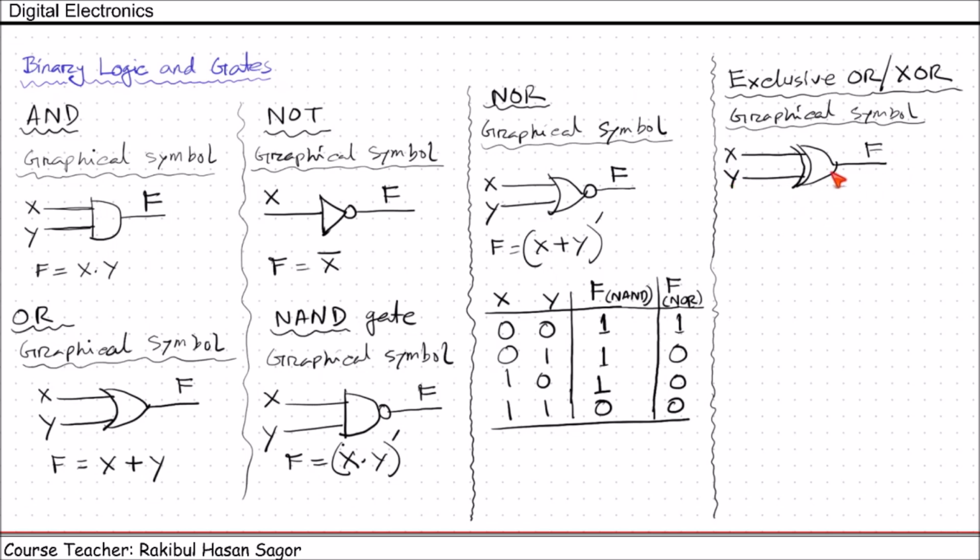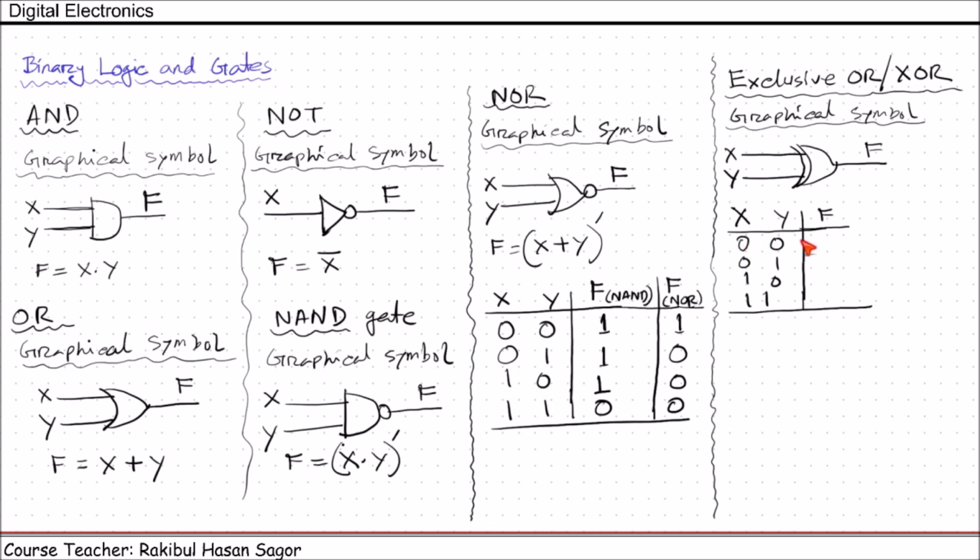Before I write the function for exclusive OR gate or XOR gate, let us draw the truth table first. X and Y. This is the F output for XOR gate. We can have 0 0 input, 0 1, 1 0, and finally 1 1. That's it. Now the main characteristic of XOR gate is that whenever we have different types of input, then the output will be 1. If we have similar type of inputs, for example X equal to 0 and Y equal to 0, they are same, then the output will be 0. If X equal to 1, Y equal to 1, both the inputs are same, then the output will be 0.